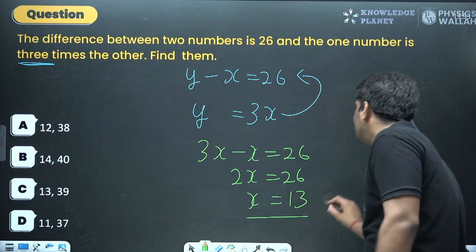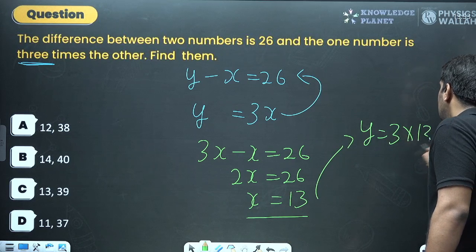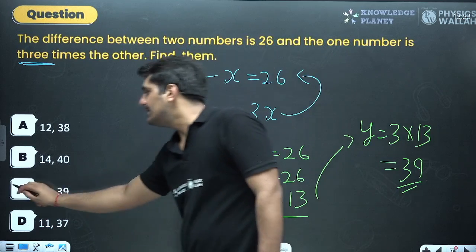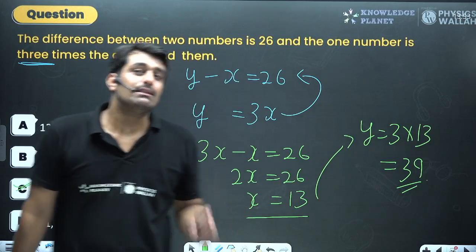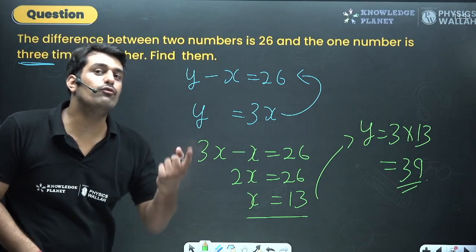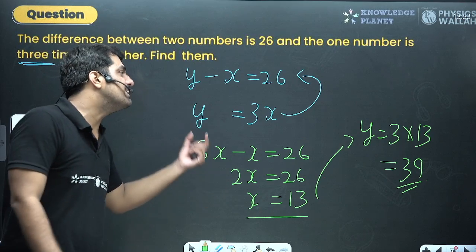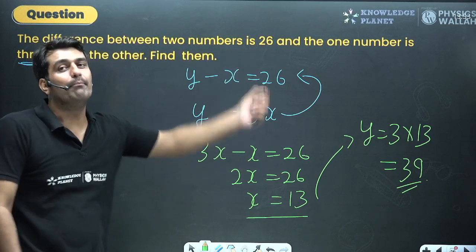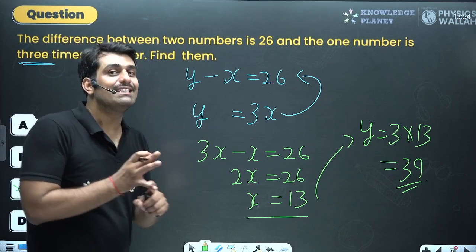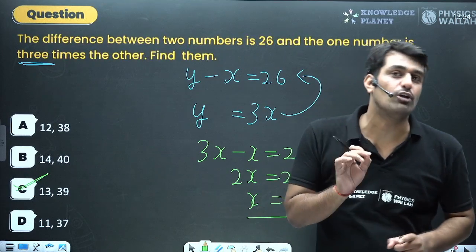If x is 13, from here y will be 3 into 13, that means 39. We have the correct answer, option C, 13 and 39. Such is a simple problem on the case of numbers. For numbers, we need to form the equation between x and y, basically the two numbers which we have assumed, and then use the second piece of information about the number which they will be giving to you. Alright, this was the case. We have formed 3 cases of word problem: numbers, age, and the case of money or currency denomination.